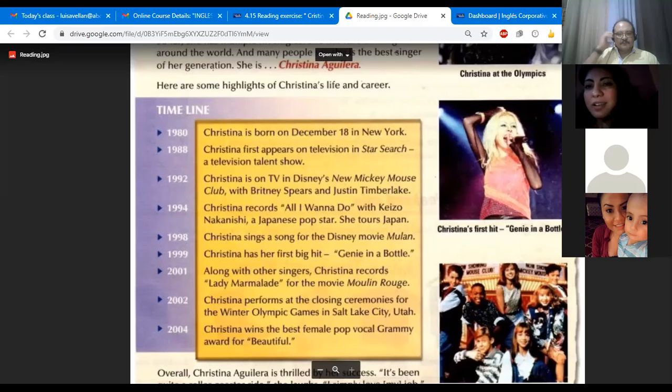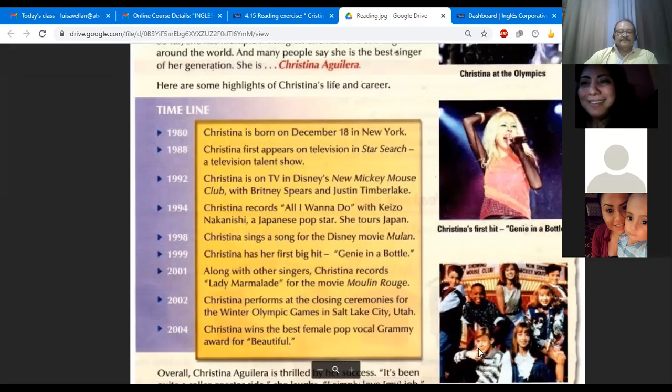2001 and 2002. Along with other singers, Christina records Lady Marmalade for the movie Moulin Rouge. This is French. Moulin Rouge is El Molino Rojo, right? They say Molino Rojo. Yes. 2002. Christina performed at the closing ceremonies for the Winter Olympic Games in Salt Lake City, Utah. Okay, good.